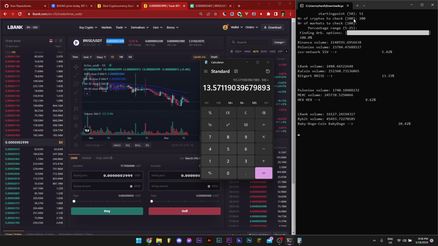And you can just tell it to go, I don't know, 1,000 cryptos, for however many markets. And if you want, you can find the realistic percentage range and then just automatically check for all the arbitrage options. So thank you.